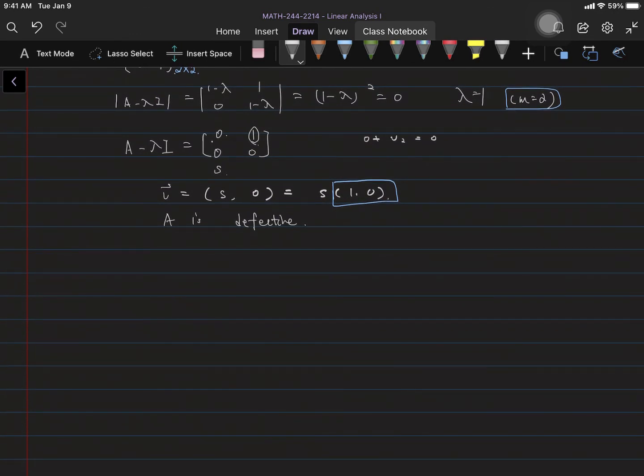And the same thing. Let's try one more example. A is this one, 4, negative 1, 1, 2. We want to see whether this matrix is defective or not.